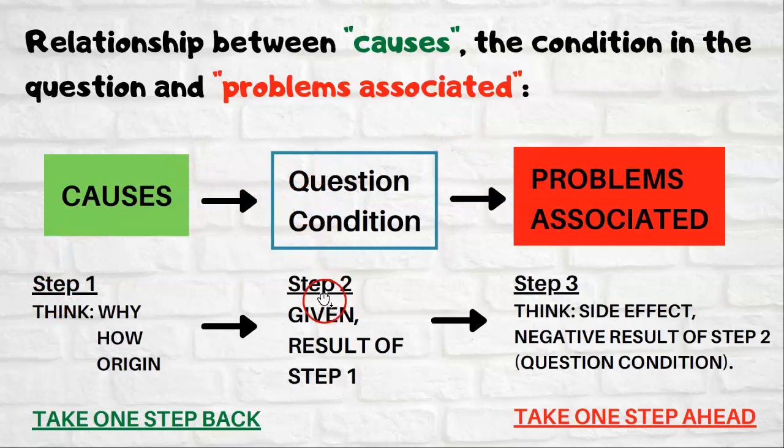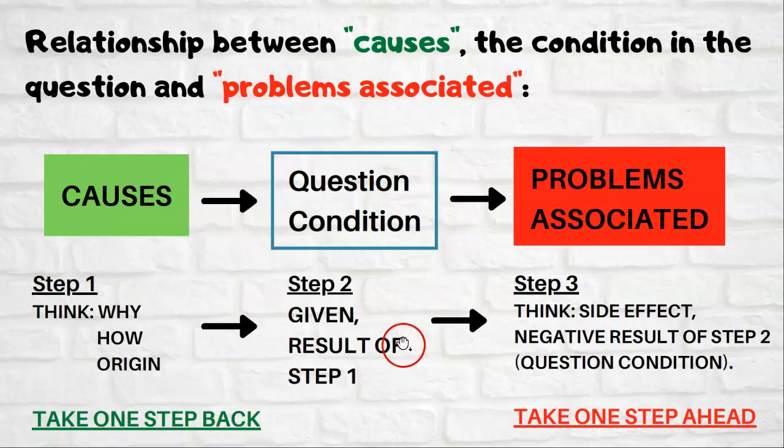Question condition becomes step 2. Problems associated becomes step 3. In order to answer for causes, you need to think of why the question condition happens, how the question condition happens, or what is the origin of the question condition. In order to answer for causes, you need to take one step back.